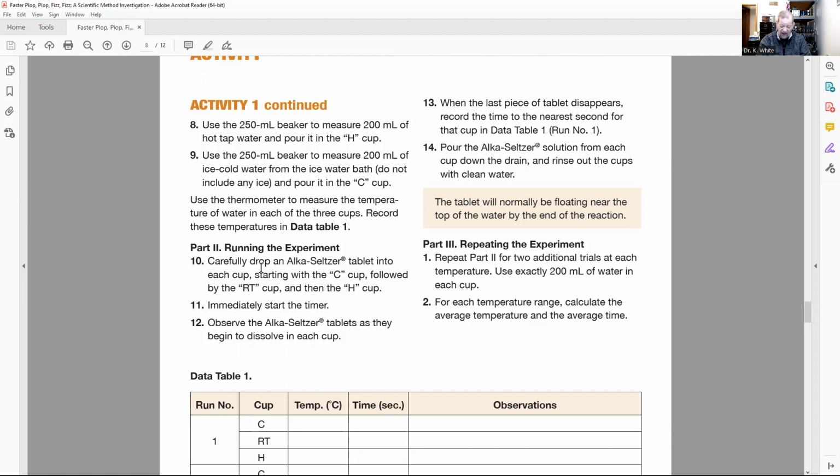Next, with your stopwatch or clock, cell phone timer ready, put half a tablet in, start, and then measure until the tablet is gone. And then you'll repeat that with the beaker with the cold water and with the hot water. Again, measure the temperature, put the tablet in, time it until it's gone. Now, when you're done with each run, you can just dump the contents down your sink. It's safe.